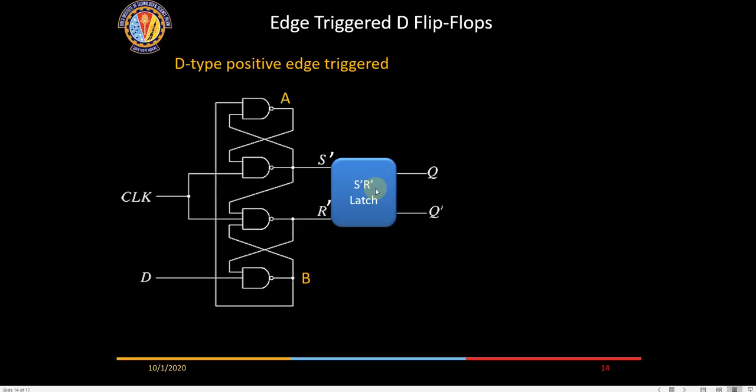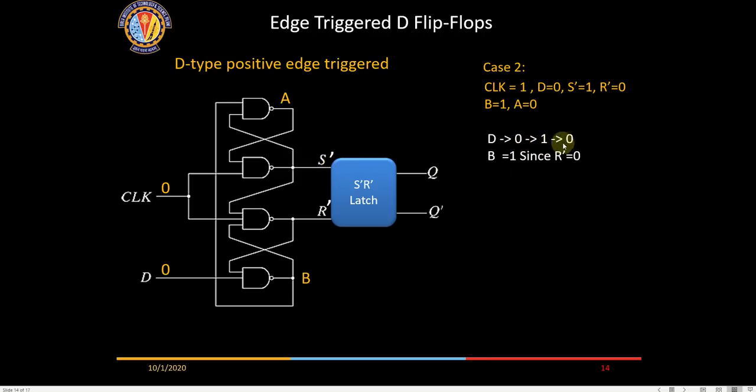Now if I take the second condition, case 2, I am putting a clock is equal to 1. Now clock is equal to 1 and we are assuming D is 0. D is 0, right? And S dash is 1 because D is 0 in the previous stage before the clock is coming. Just before the clock is coming, D is 0. So S dash is 1 and R is equal to 0. So you have some state coming like this.